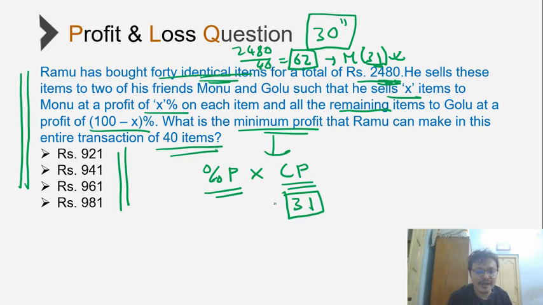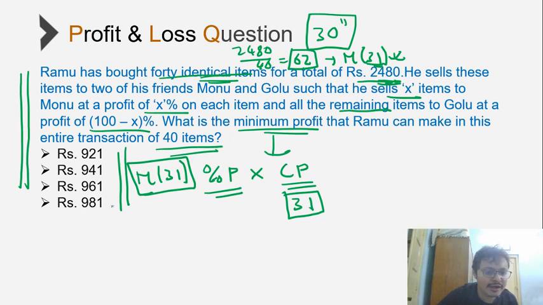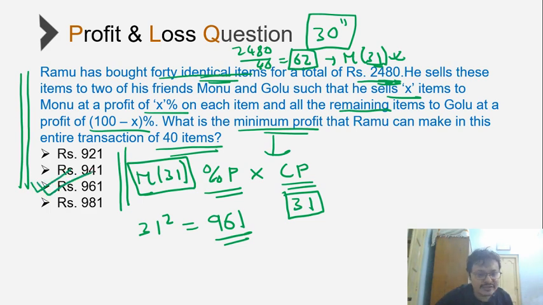And 31 is a very, very rare prime factor, which means the options must also be a multiple of 31. If we check the options, the multiple of 31, you'll find that again there's only one option, the multiple of 31, and that is rupees 961, which is indeed the answer, option C, rupees 961. So again, another challenging question that can be solved using 30-second approaches.